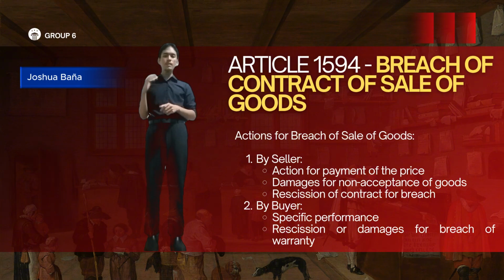On the other hand, if the buyer is the one who is aggrieved, they may file an action for specific performance to compel the seller to deliver the goods, or an action for rescission or damages, particularly if the goods don't meet the warranty or contract terms. In short, Article 1594 is a well-structured set of remedies giving both the seller and the buyer a clear legal option when things go wrong in a sale of goods. It ensures accountability, fairness, and protection so that they are encouraged to fulfill their obligations.